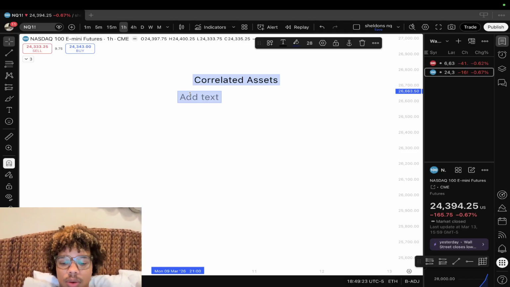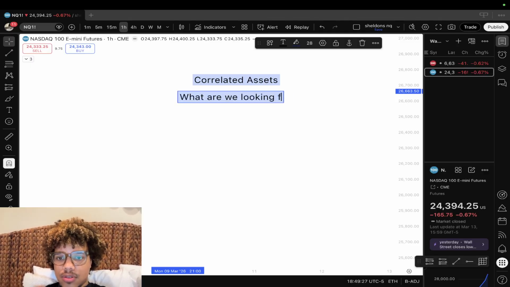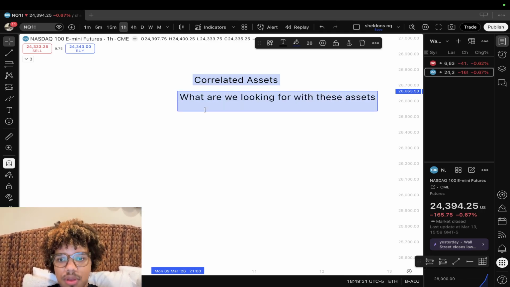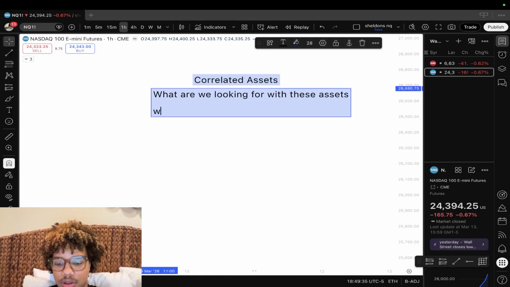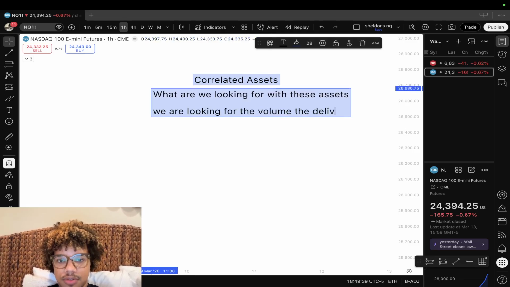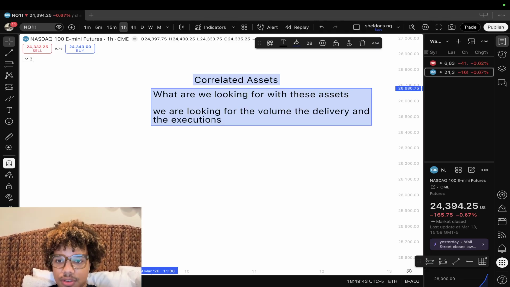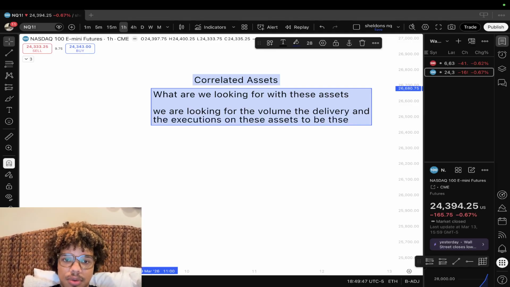So we're just going to go off with what we are looking for. We are looking for the volume, the delivery, and the executions on these assets to be the same.